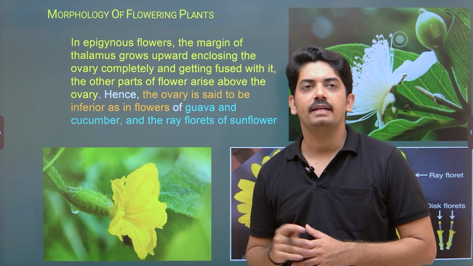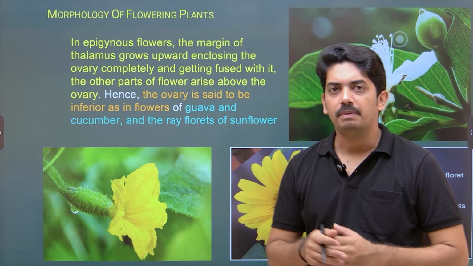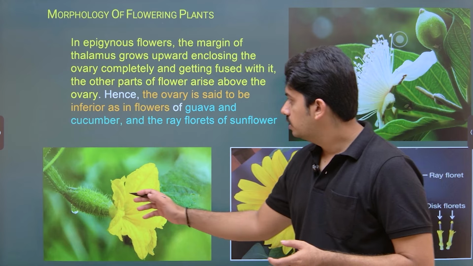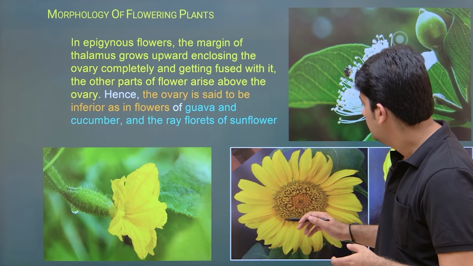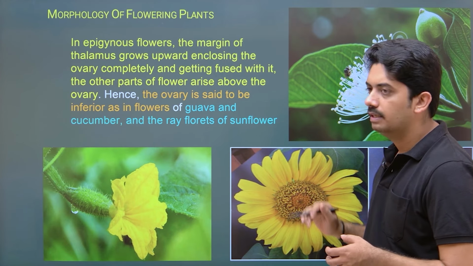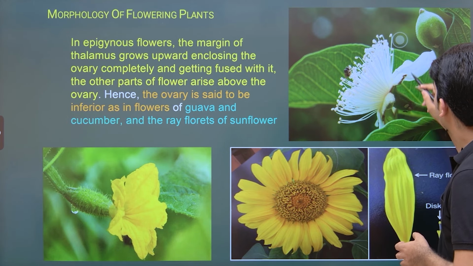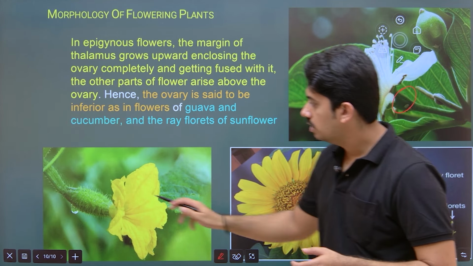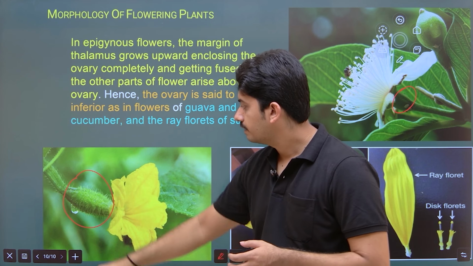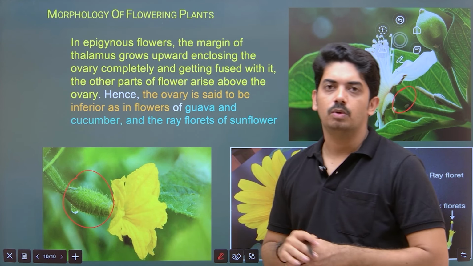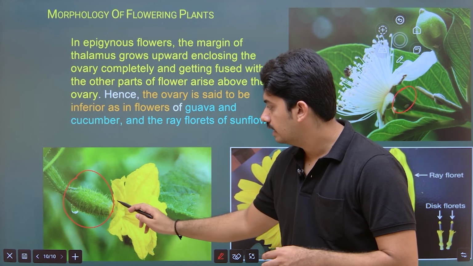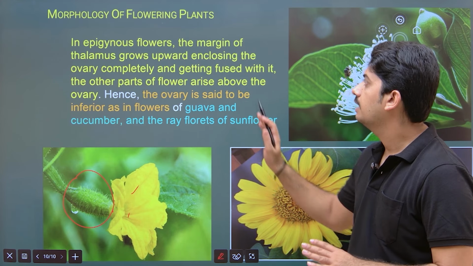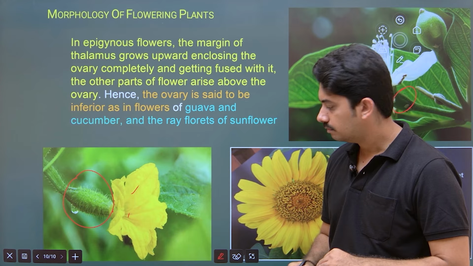Then what is epigynous actually? Epi means above, gynous means gynoecium. Here you can observe the examples of cucumber, sunflower and guava. Just observe the picture. Here the gynoecium is below. Here also the gynoecium is below. And the floral whorls are present above. That is, calyx, corolla and androecium are present above. This condition is the epigynous condition.